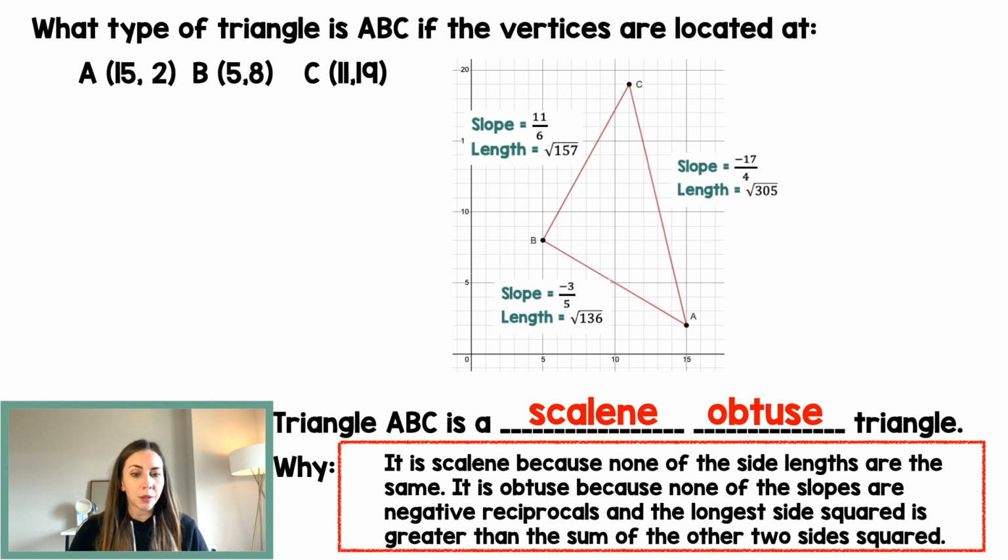It's obtuse because none of the slopes are negative reciprocals. That rules out the right angle part. And the longest side squared is greater than the sum of the other 2 sides squared. So this is how you categorize triangles in the coordinate plane. And now we're going to move on to a quadrilateral.